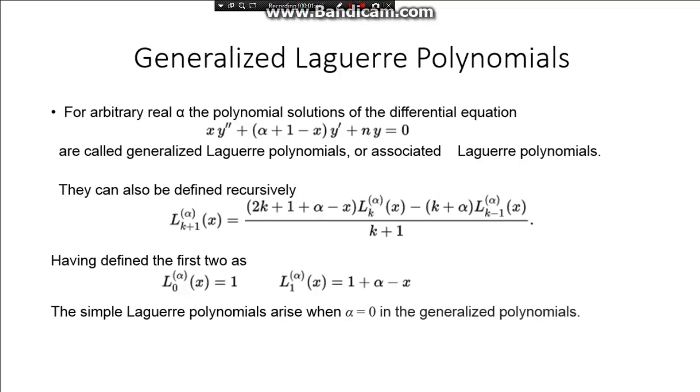They can also be defined recursively, just as before, as the (k+1)th Laguerre polynomial of x becomes (2k + 1 + alpha - x) into the kth Laguerre polynomial of x minus (k + alpha) into the (k-1)th Laguerre polynomial of x upon (k + 1), having defined the first two terms in the series, that is for n equal to 0 and n equal to 1. The simple Laguerre polynomials we saw up till now arise when alpha is equal to 0 in the generalized polynomial sequence.